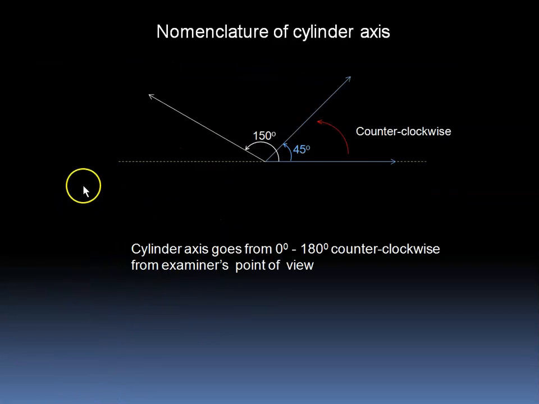The nomenclature of cylinder axis is as follows. We draw a line horizontally to the right and then go counterclockwise to the long axis of the cylinder, and that will be the number of degrees. We can go up to 180 degrees. If we go 190 degrees here, then that is just the same as 10 degrees here. Because it is one axis, it's a cylinder axis, so we only need to talk about 0 to 180.